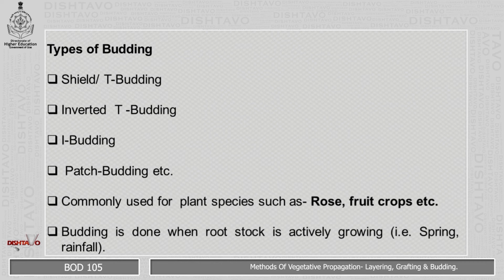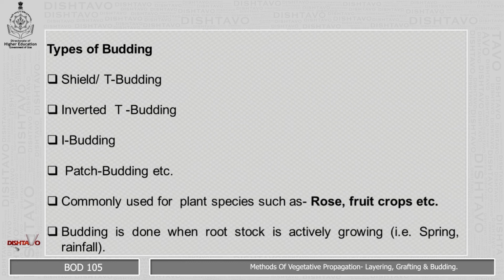Next we have inverted T budding. It is just the opposite of T budding, wherein first we give a horizontal cut and then we give a vertical cut, and the bud is inserted in the horizontal cut. Next we have I budding. Here two horizontal cuts are given, and these two horizontal cuts are joined by one vertical cut, which appears as an I shape. That's why it's called I budding.